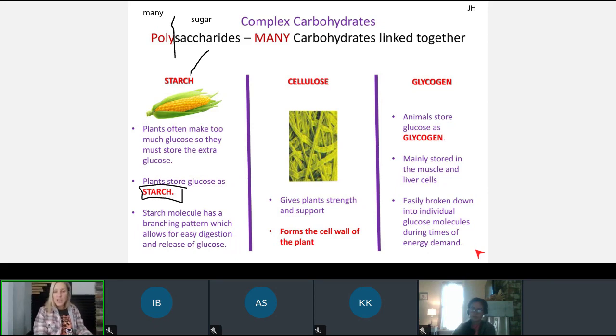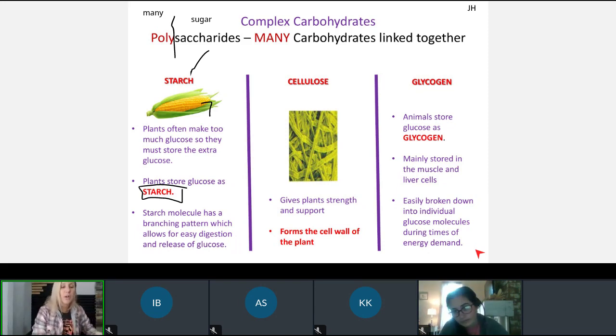Just like my winter clothes I haven't pulled out yet. In the spring, I take all my clothes, roll them up, and stick them in a plastic tub because I don't have room in my closet. So I store them as a plastic box. This is kind of an example. When plants make too much glucose, they roll it up and store it in this box, and it looks like something different, right?